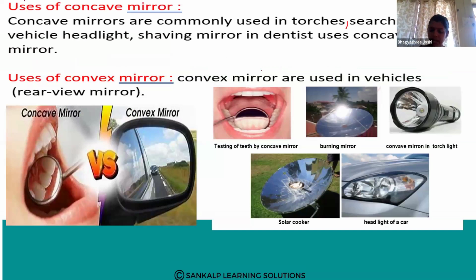Okay. Next, uses of concave mirror. Concave mirrors are commonly used in torches, searchlights, vehicle headlights, shaving mirrors. A dentist uses a concave mirror. So why are they using a concave mirror? Because by using a concave mirror, you can see the object big. The object is enlarged. For that reason, they are using a concave mirror.